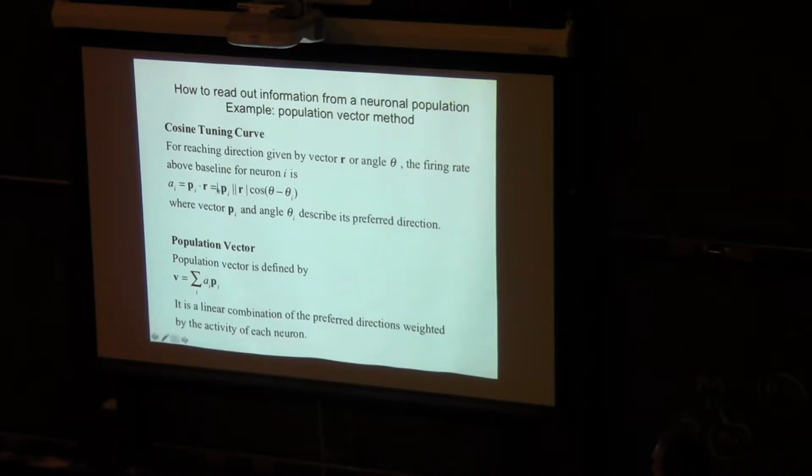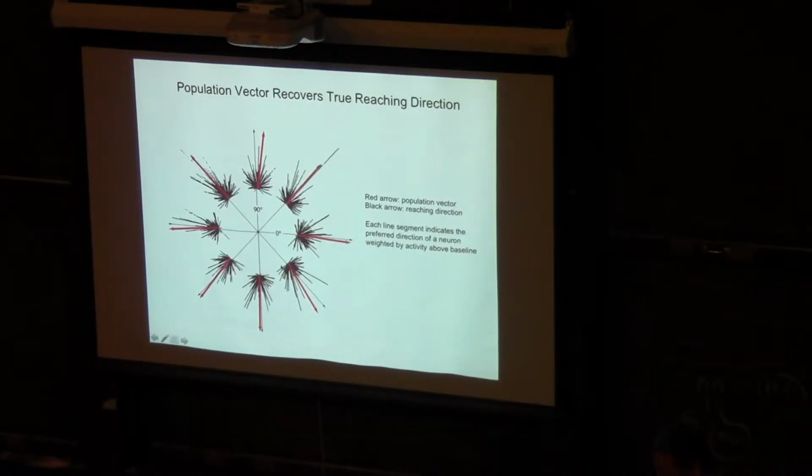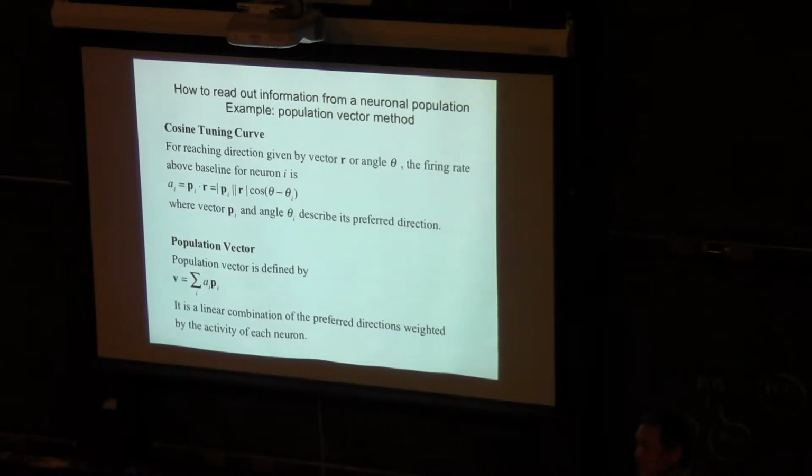But of course, the dot product can be positive and negative. Your cosine function goes from -1 to 1. If you're in the preferred direction, it's positive. If you're 90 degrees away from the preferred direction, it drops to 0. If you go more than 90 degrees, it becomes negative. But the real activity is non-negative, it can be 0 or positive. So you usually add a constant, a baseline firing rate. This activity here means activity above that baseline. It's basically the middle of that cosine function.